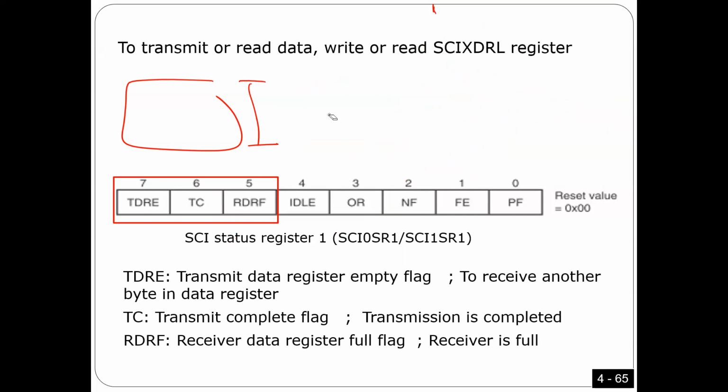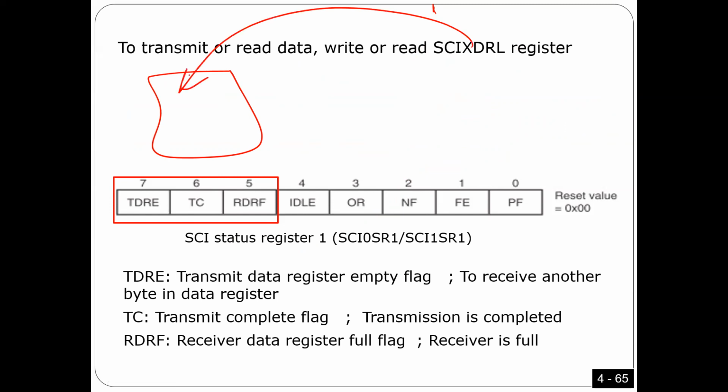So number one, how can you know whether I received a byte or not? Very easy: interrupt. Once I have an interrupt, that means there is a byte waiting for me, and I have to read it from here. That's it. If you want to transmit, all I have to do is write this one here. However, I have to make sure this register is empty before I write a new value.